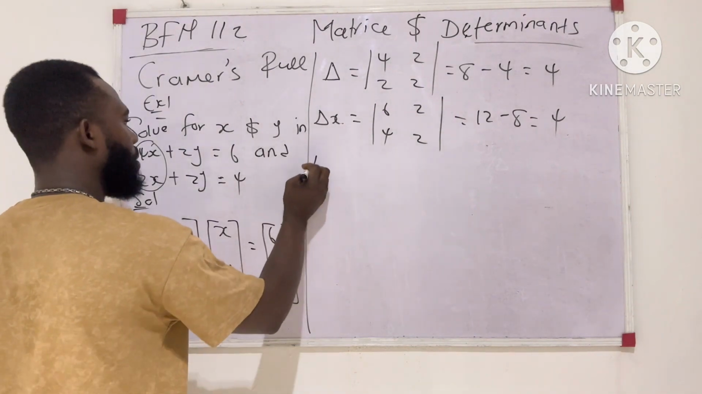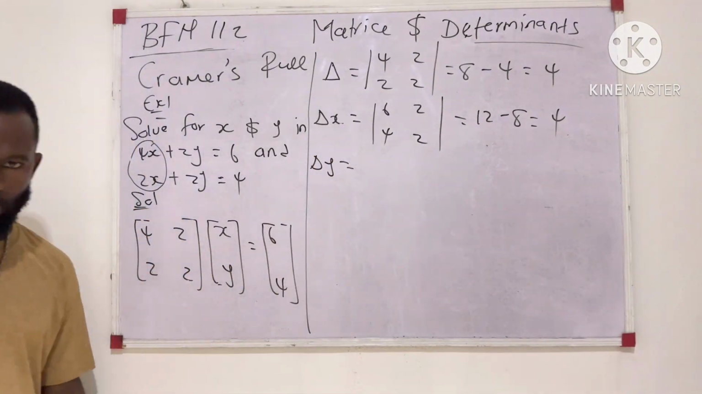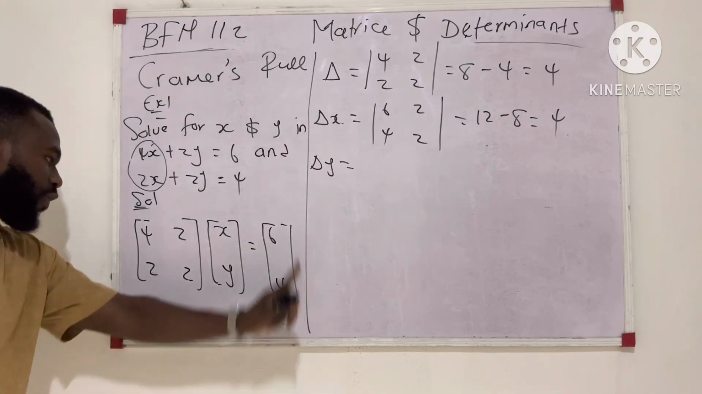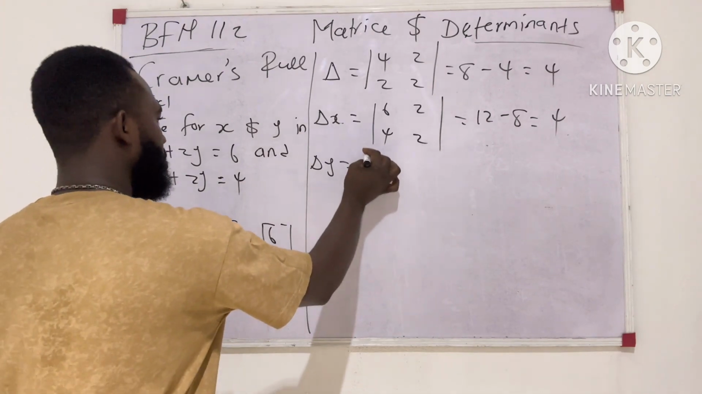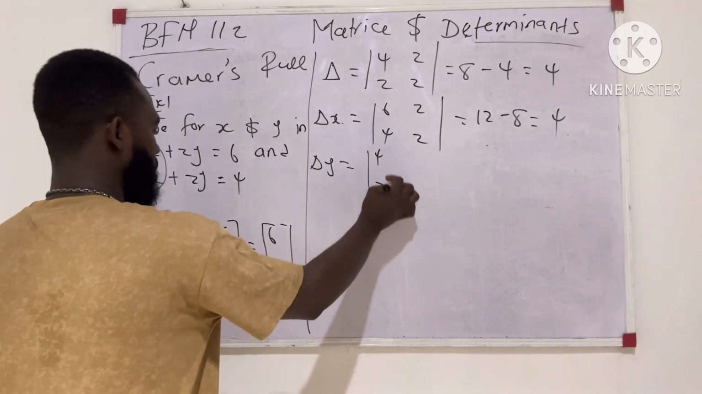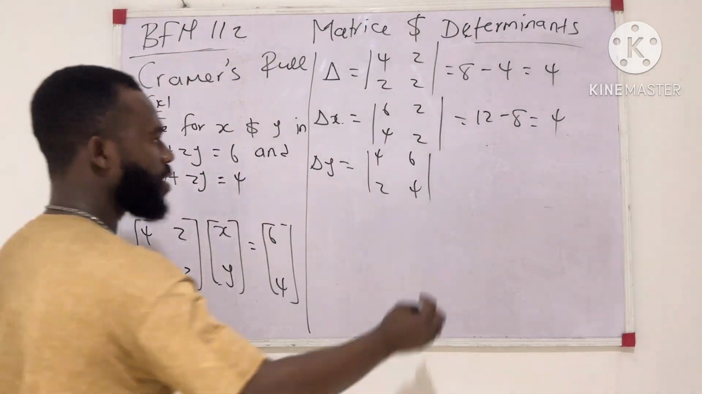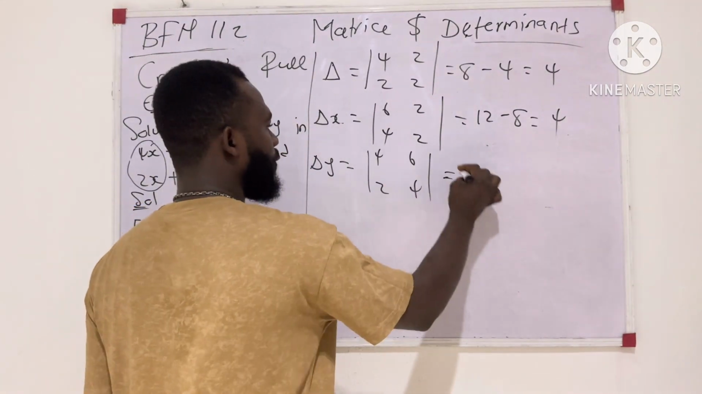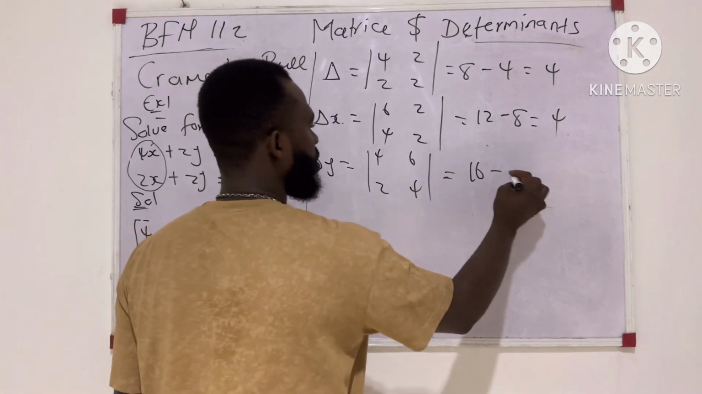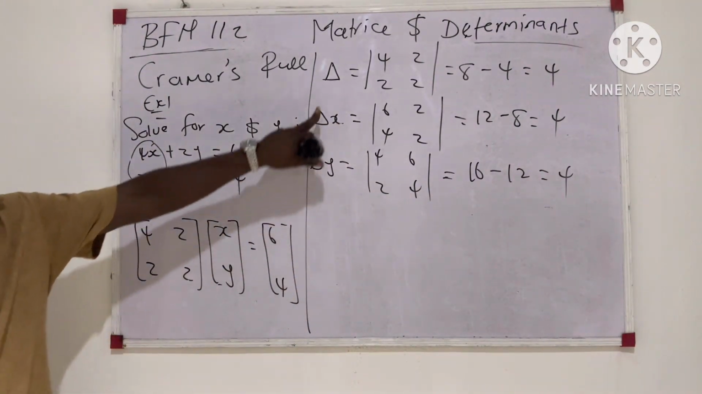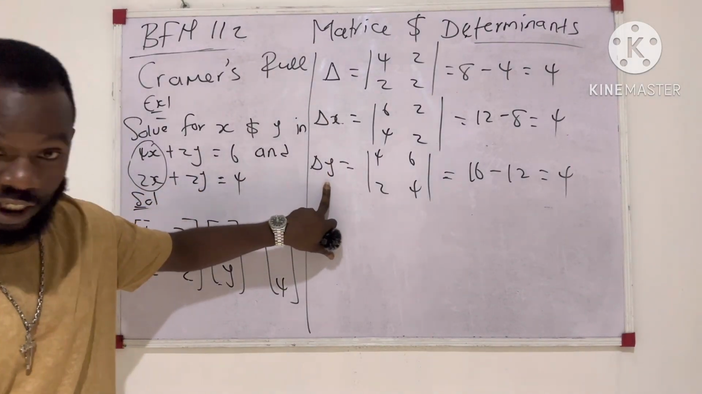Next, change in y. What do you think change in y will be now? This column belongs to y. Remove it and put your constants. So here it becomes 4, 2, then here it becomes 6 and 4. Again, let's look for the determinant. 4 times 4, 16. 2 times 6, 12. 16 minus 12, 4.